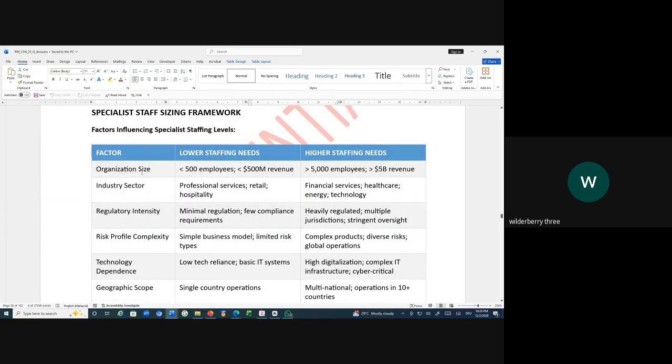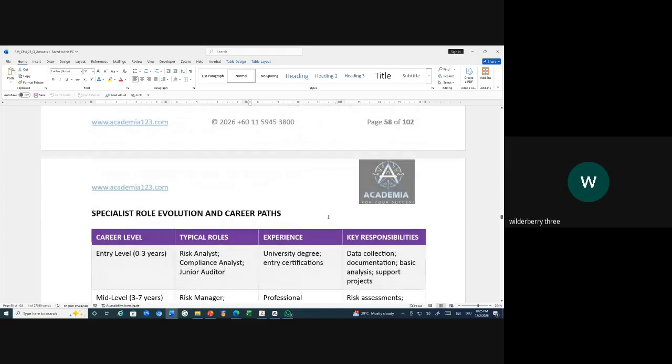Of course, the organizational size. Lower staffing needs, higher staffing needs. Of course, in a way, logic. Industry sector: professional services, lower staff. Financial services, healthcare might have a higher staff needed. Regulatory intensity: minimal regulation with lower staff, and higher, of course, heavily regulated, and so on.